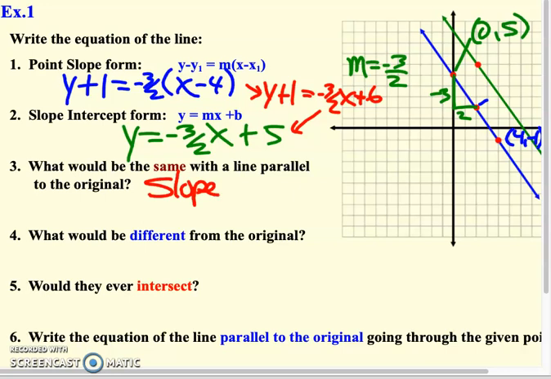Now what is different? Well, they are crossing the y-axis at a different spot. They'd have to be parallel and not cross, but eventually, of course, both lines will go through the y-axis. So what's different is the y-intercept. Would they ever intersect? That's a big no, because parallel lines have the same slope, so there's no way for them to slowly slant towards each other and cross. Write the equation of the parallel to the original going through a given point.